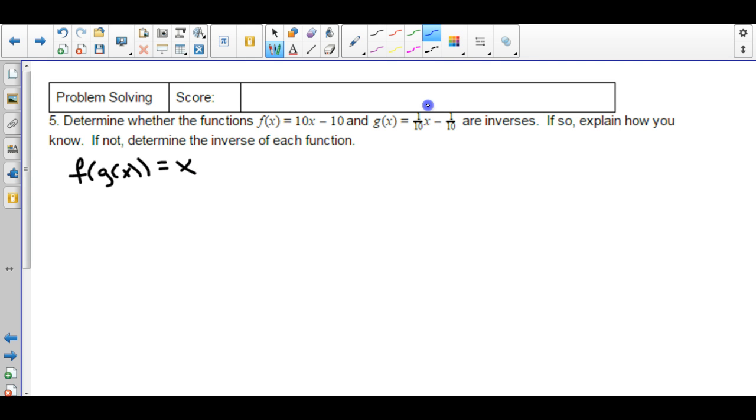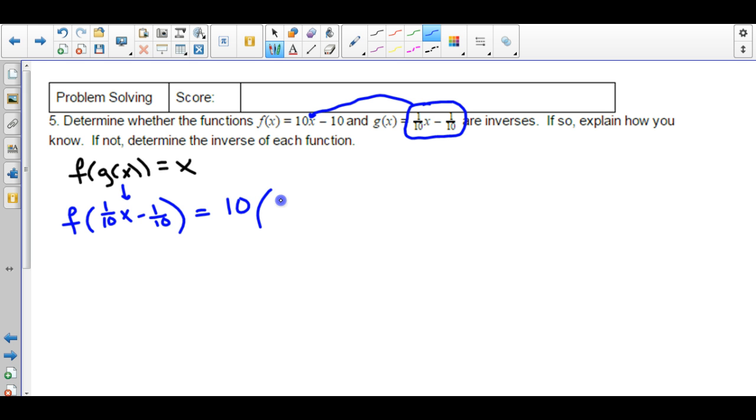So we're going to take this chunk right here, this is what g of x is, and I'm going to substitute this all the way over here into my f of x function. So f of 1/10 x minus 1/10, again, I'm just basically substituting my g of x function right here, and I'm going to rewrite over here. I have 10 times 1 over 10x minus 1 over 10, and then it says minus 10. It's a lot of 10s.